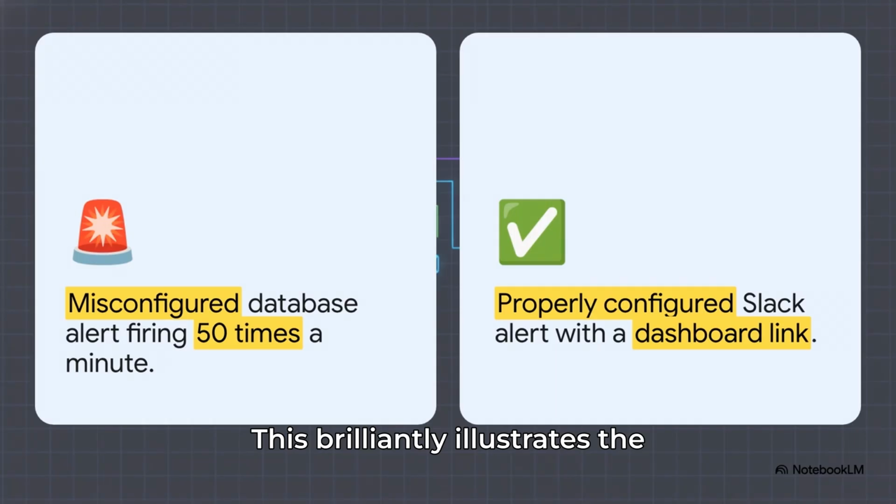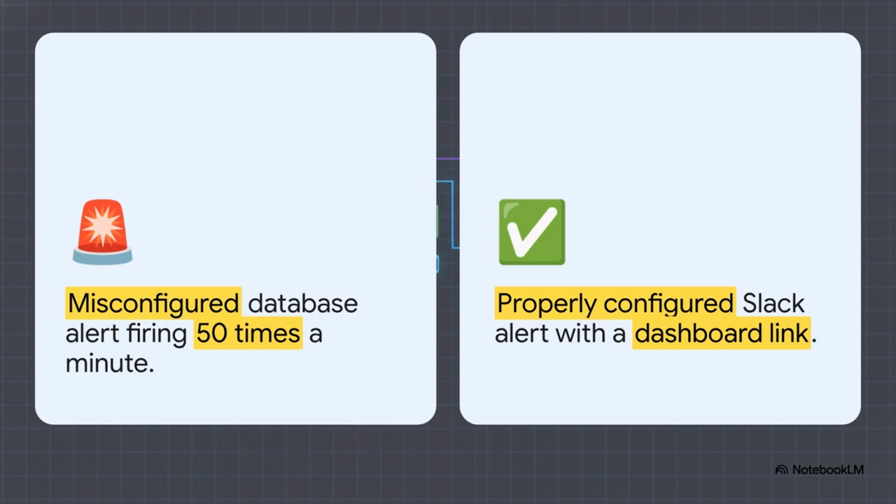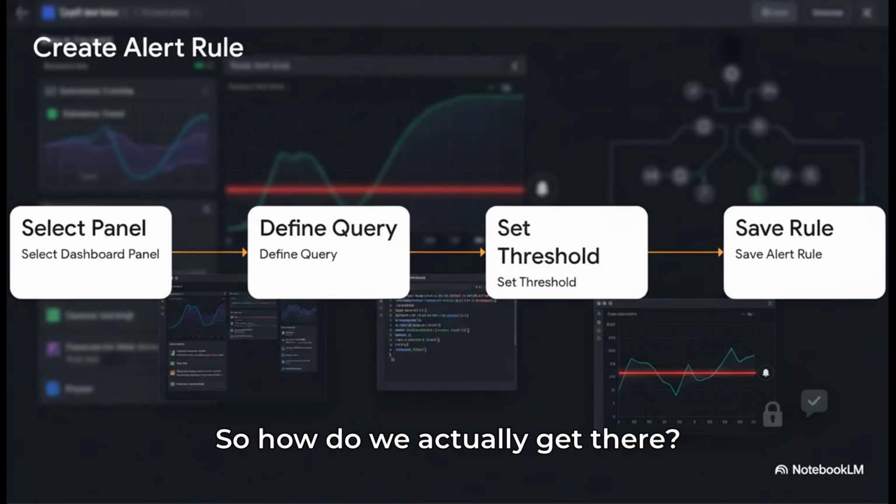This brilliantly illustrates the before and after we're going for. Imagine the nightmare scenario. A misconfigured database alert firing 50 individual times a minute just because every single node is reporting a tiny latency spike. It's awful. What we want is to transform that panicked flood of 50 pings into one clean, structured, and actionable Slack message that represents the whole incident. It's literally the difference between getting one organized phone call from a teammate and having 50 people screaming at you at 4 a.m. So how do we actually get there?